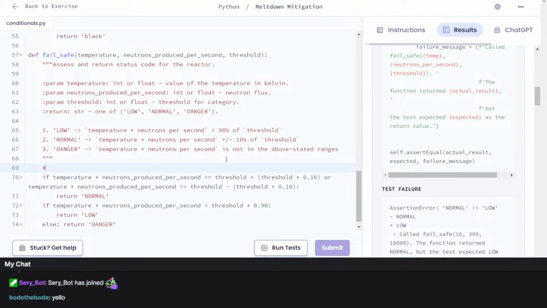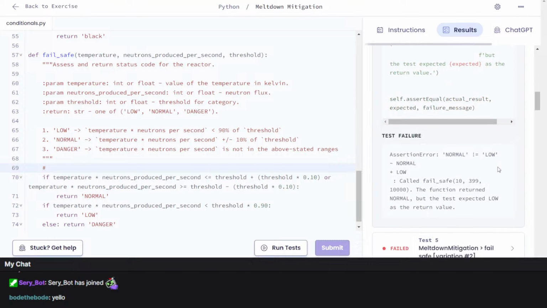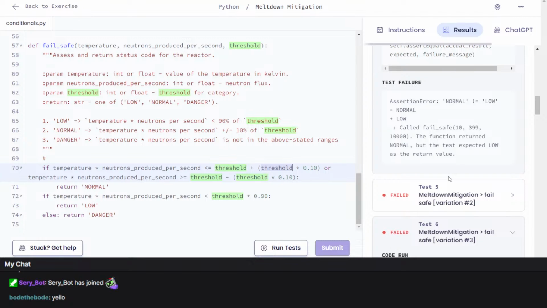Leave a comment. So if this if statement made sense, then it would need to be either in the range of 10,000 to 11,000. Wait, 11,000? Or it would need to be in the range of 10,000.